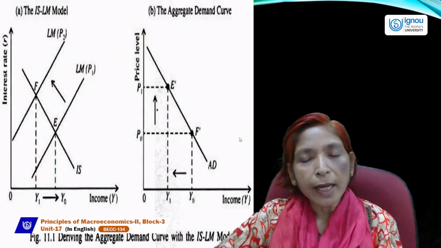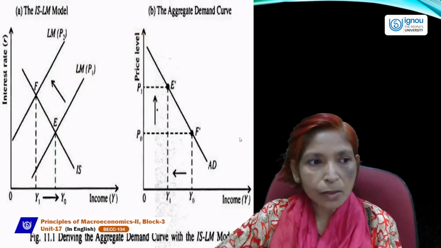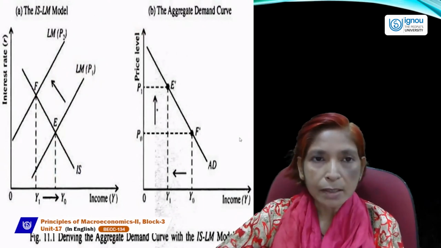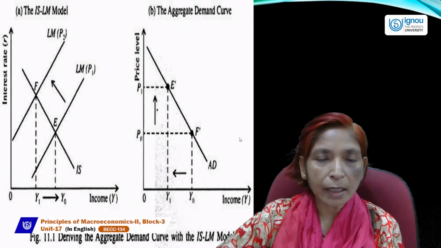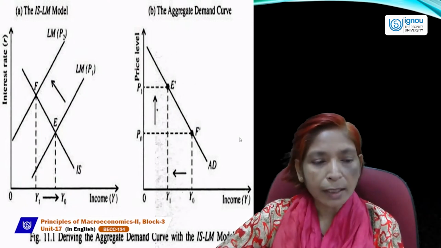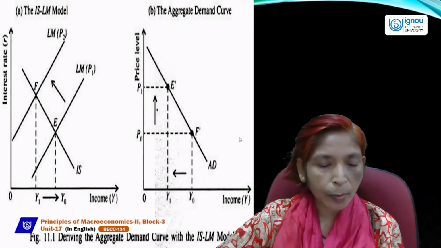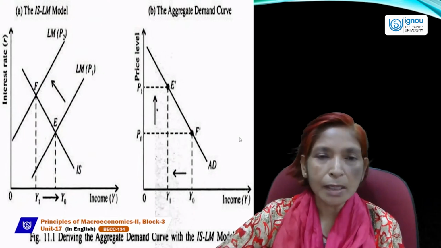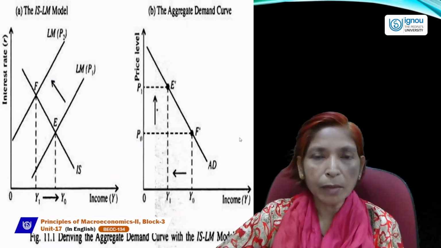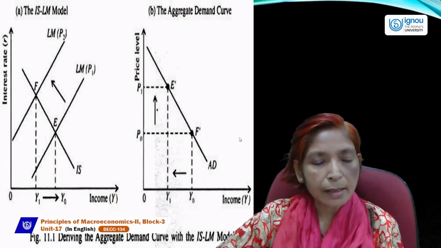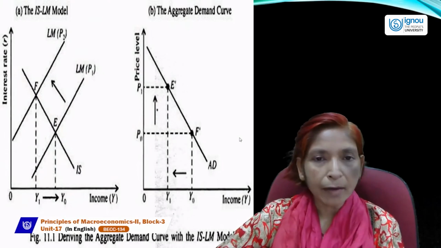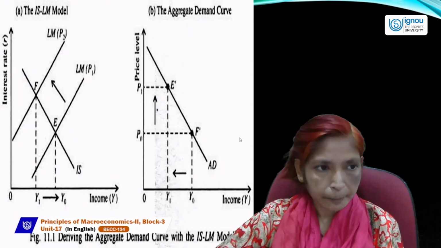We can derive the aggregate demand curve in this form also. Here we have taken the first diagram on the right. On the x-axis we have written income and on the y-axis we have taken the interest rate. First of all, we draw the IS curve, a downward sloping curve, and the LM curve is an upward sloping curve, where both curves intersect each other. The equilibrium point is determined. At this equilibrium point, the rate of interest and the level of income are determined.